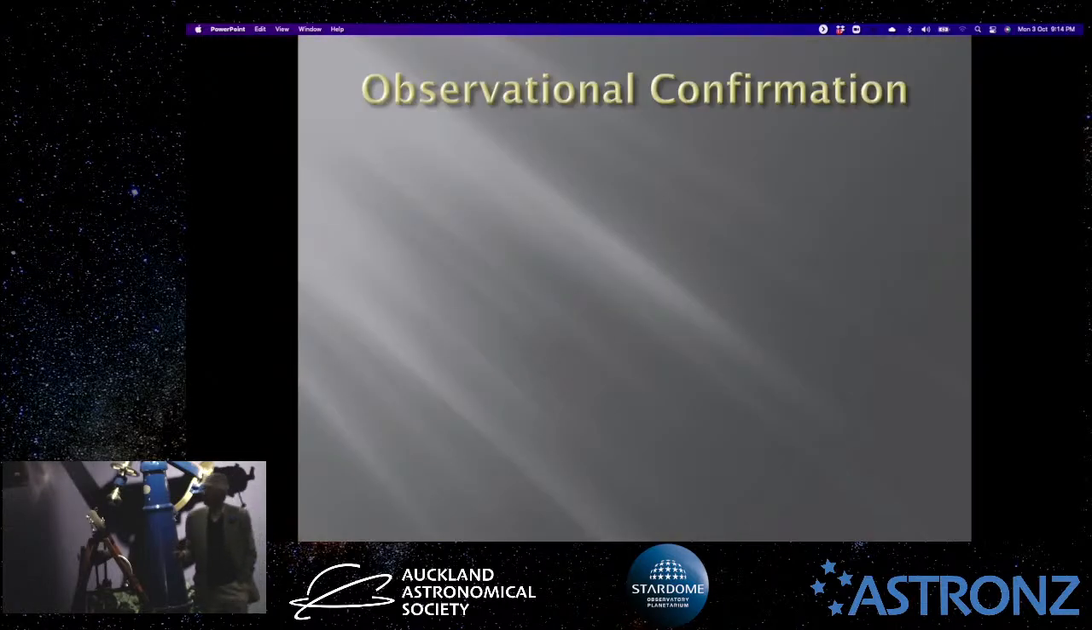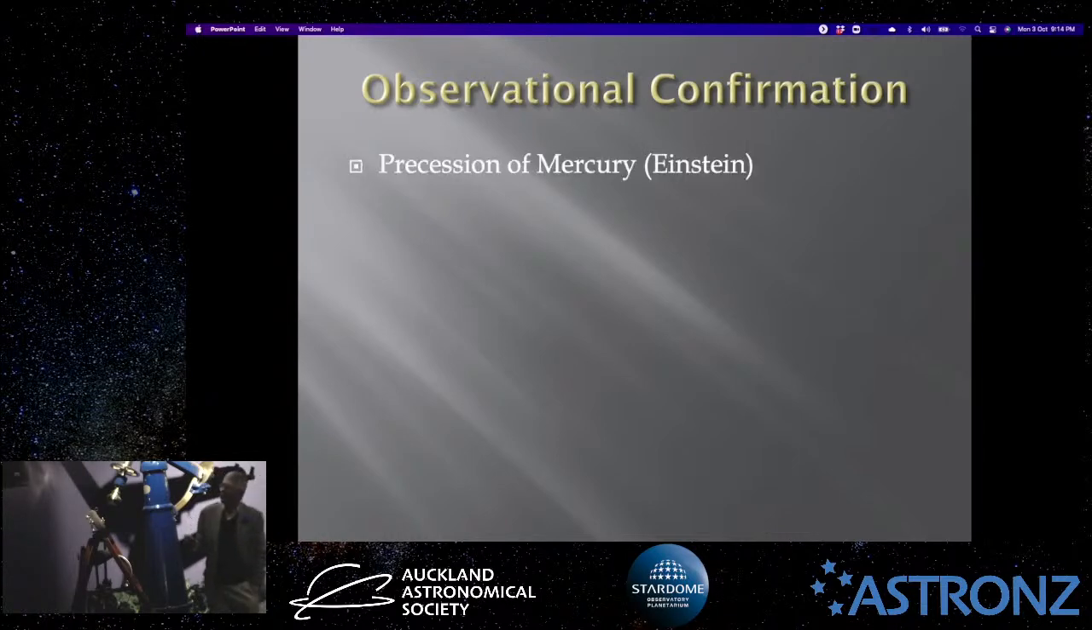Right, now, general relativity was completed in 1915, but just because a scientific theory is completed doesn't mean that it's true. You have to have some observational confirmation. The first one, well, it wasn't an observational confirmation, it was a theoretical explanation of a known observational anomaly. Mercury, the axis of Mercury's orbit precesses around the Sun very slowly, at a little over 300 arc seconds per century.